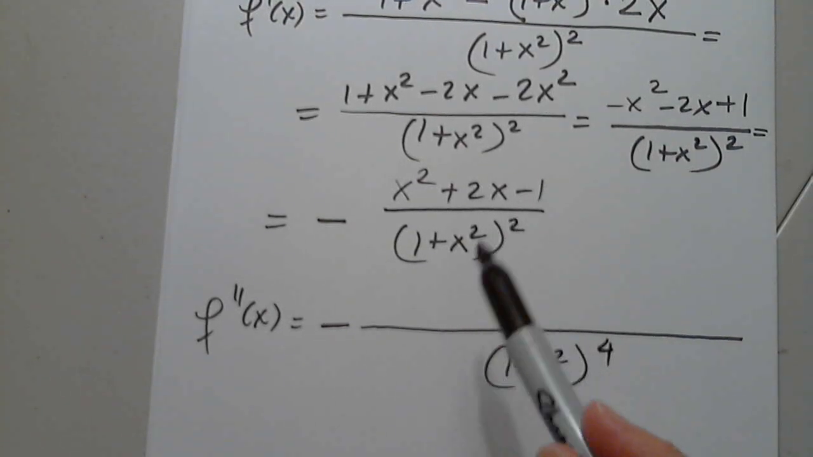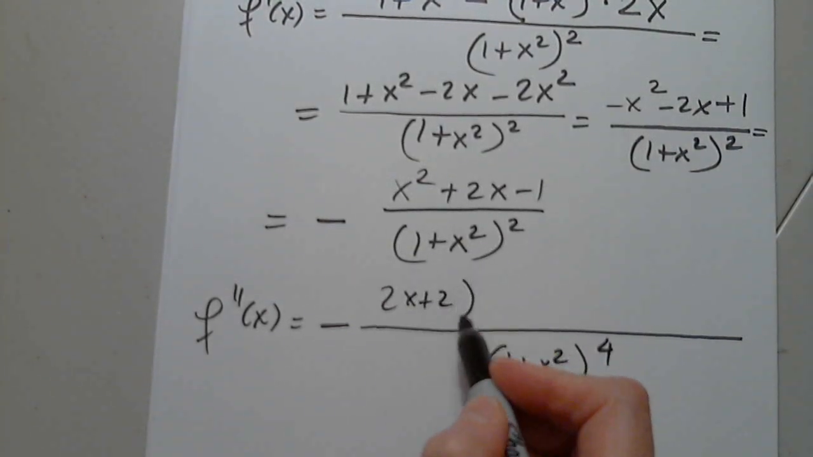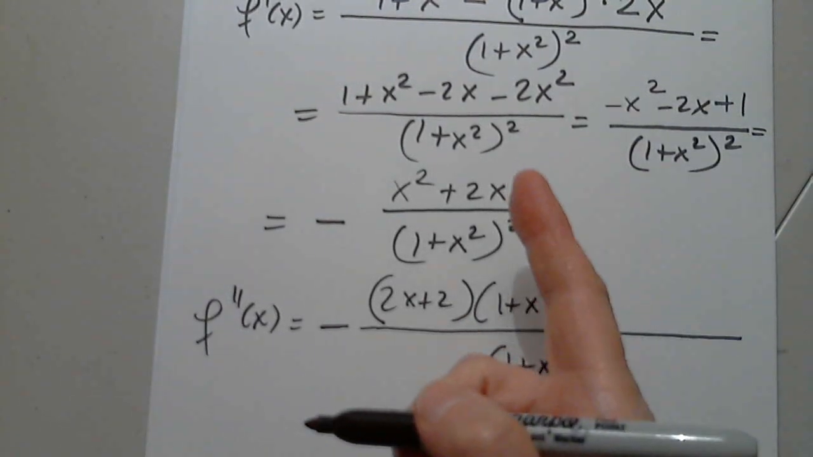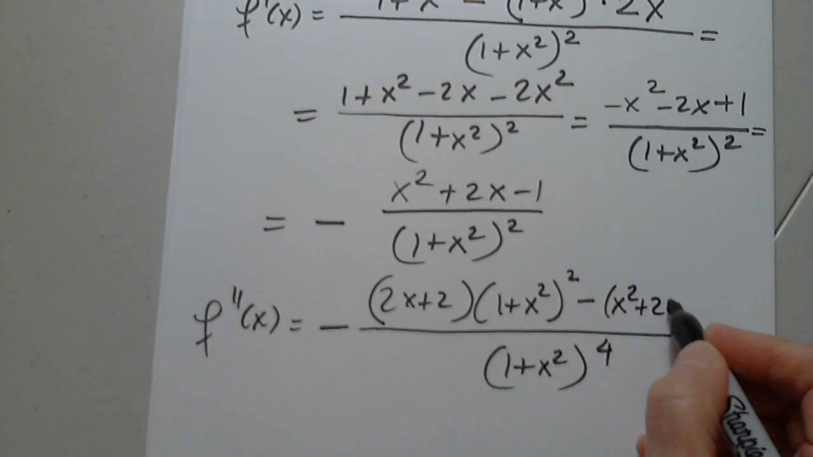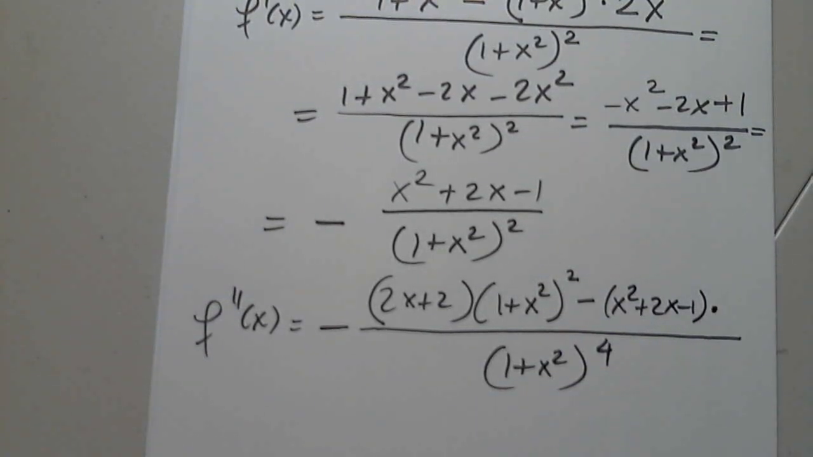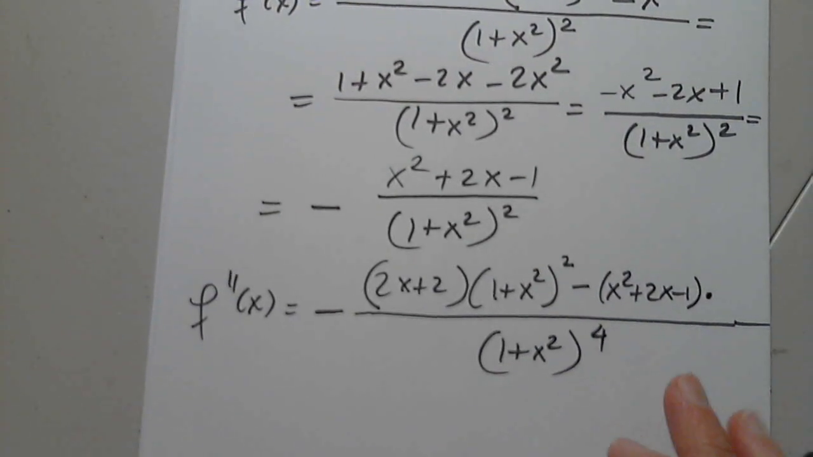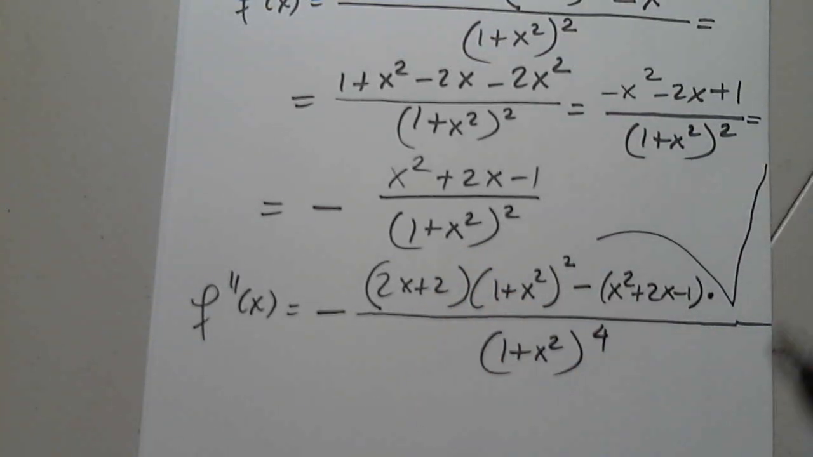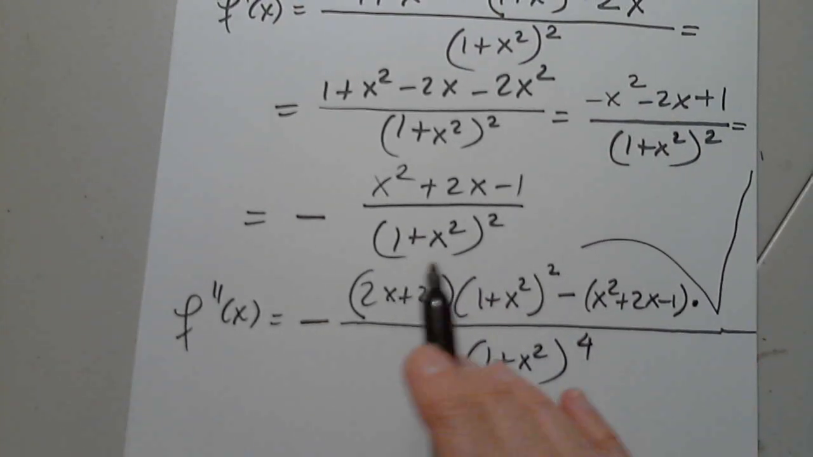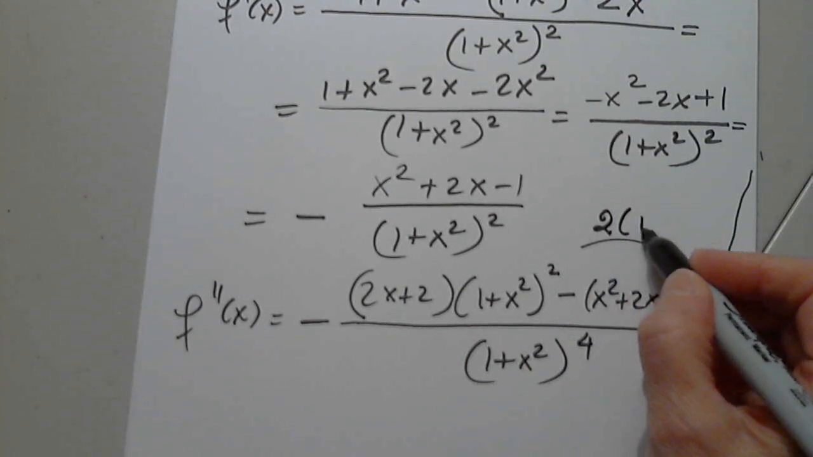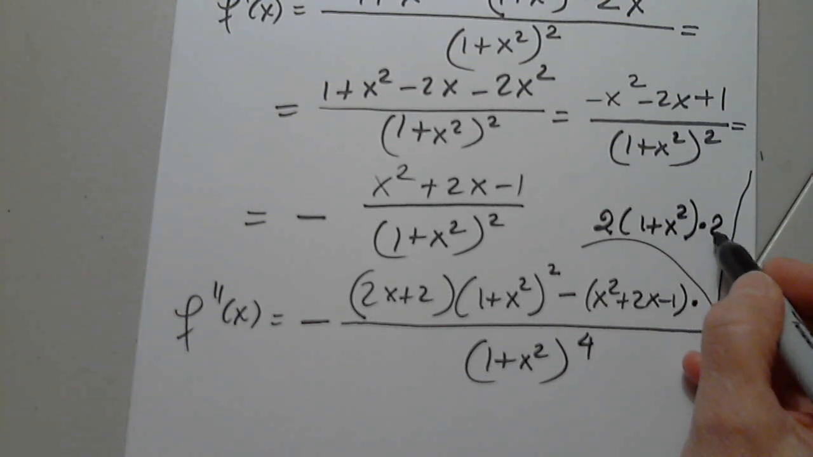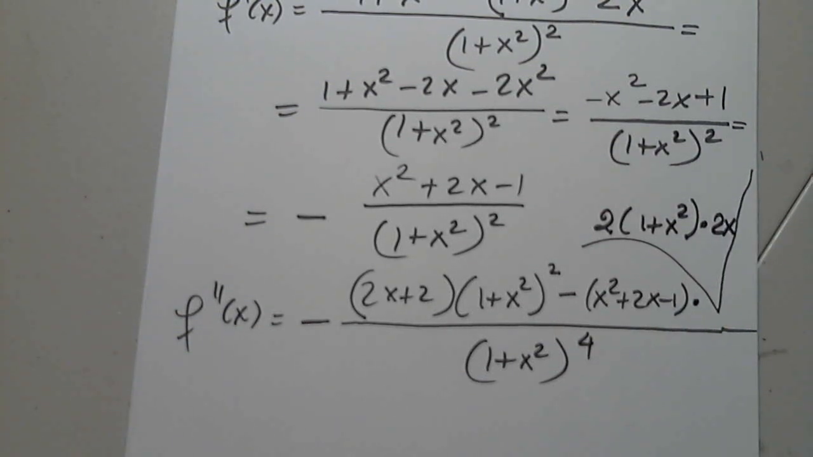Top prime, 2x plus 2, times the denominator, minus the top, times, of course I will run out of room, the denominator prime. So I'm going to do this. The denominator prime is 2, 1 plus x squared times the inner function prime. Okay, let's do this one more time.